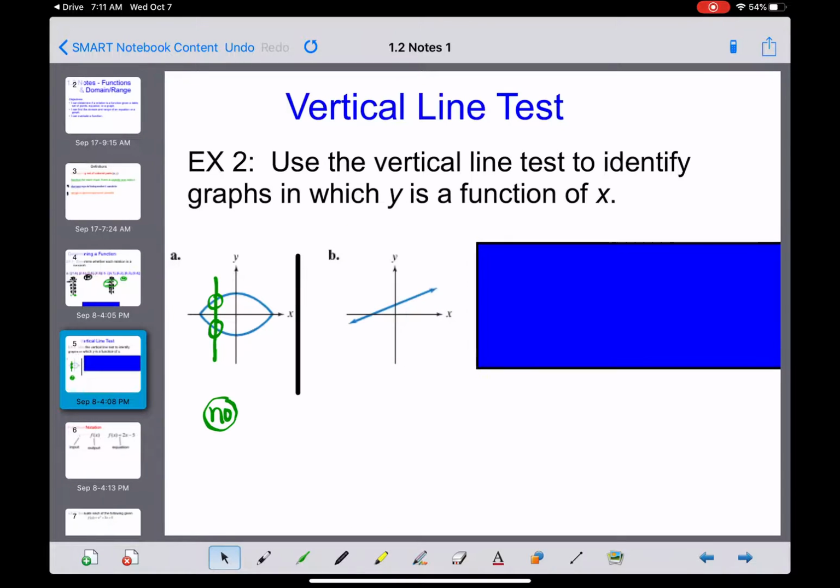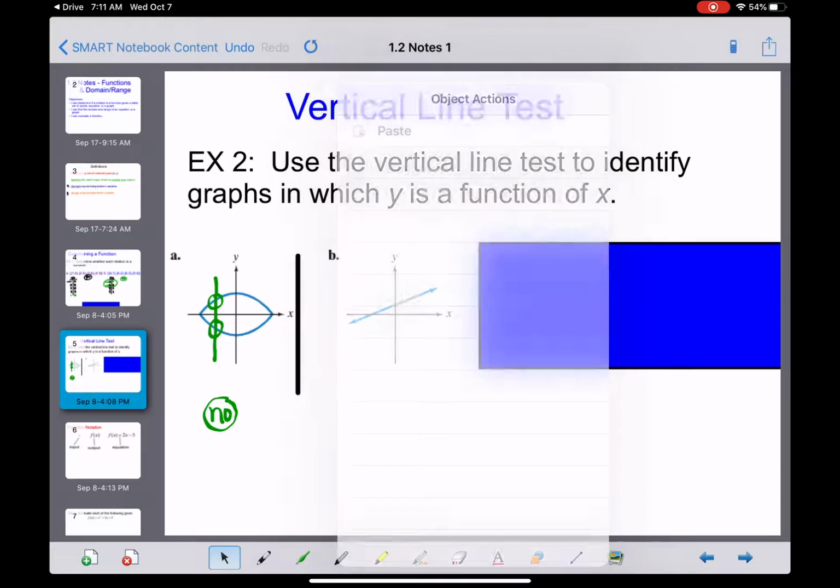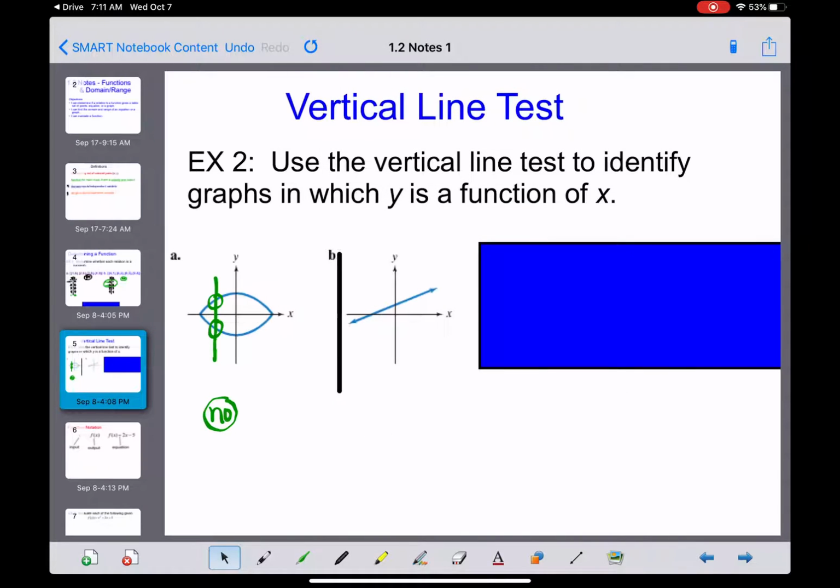So if we look at the next one, if we pass this vertical line through it, I can grab a hold of it, maybe. Okay, pass the vertical line through. Does it pass the vertical line test? Does it only touch this vertical line one time in each location? And I think you would say yes. So this is a function. Now there's something special about this function. Hopefully you would know this is a line. This is called a linear function.